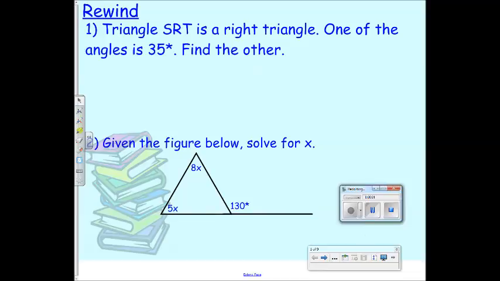Okay, so with this rewind on the board, number one, triangle SRT is a right triangle. So that means that one of the angles is what? 90, and the other is 35. How can you find the other angle? You can add them up and subtract it from 180, or what could you do? Just subtract it from what? 90. How come that works? Because you know the other angle already is 90.